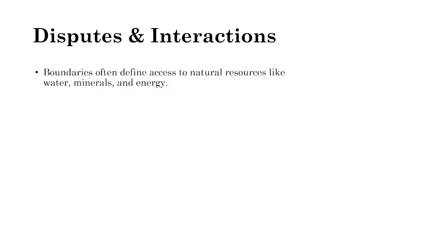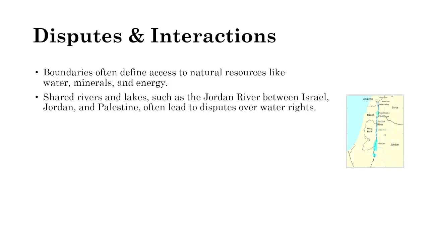So boundaries often define access to natural resources like water, minerals, and energy. Canada has access to the resources within the boundaries of Canada. It doesn't have leeway with all the resources in the United States or Iceland or Greenland, because that's not within the boundaries that defines Canada. There are shared rivers and lakes such as the Jordan River between Israel, Jordan, and Palestine that often lead to disputes over water rights.